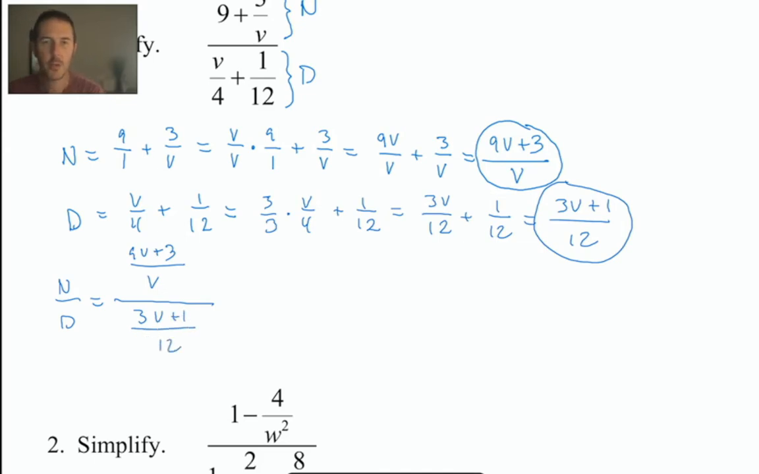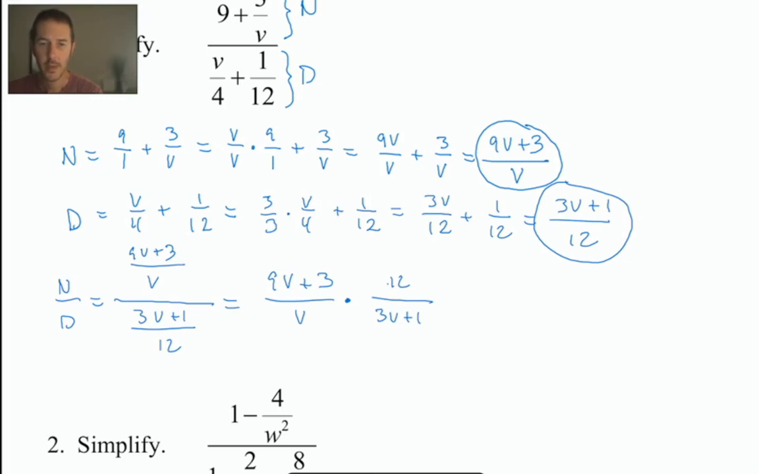What we have here, as I mentioned, is a fraction divided by a fraction. One of the best ways to deal with that scenario is to change the large division into multiplication. The fraction that we're dividing by, we're going to use its reciprocal. Some of you know that as keep, change, flip. Some of you know that division is equivalent to multiplication by the reciprocal. So here's my new multiplication symbol. Here's the reciprocal of my denominator, 12 over 3v plus 1.